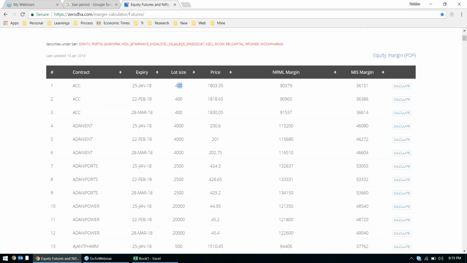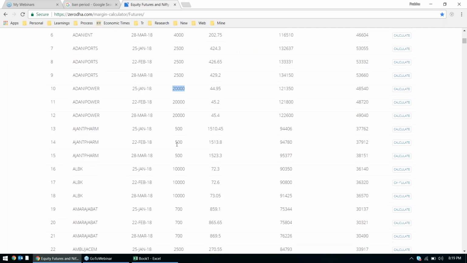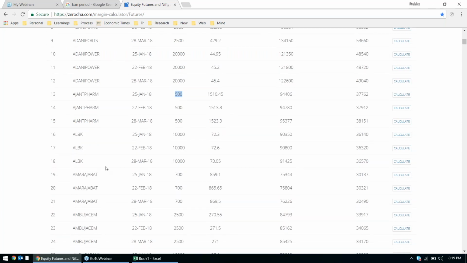ACC has a lot size of 400. The same lot size will also appear in option trading. Adani Enterprise has a lot size of 4,000, Adani Power 20,000, Ajanta Pharma 5,000, and Allahabad Bank 10,000.